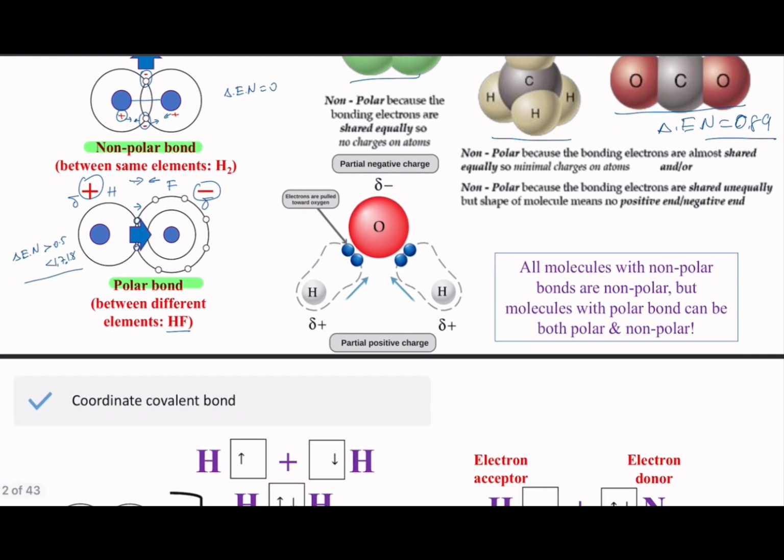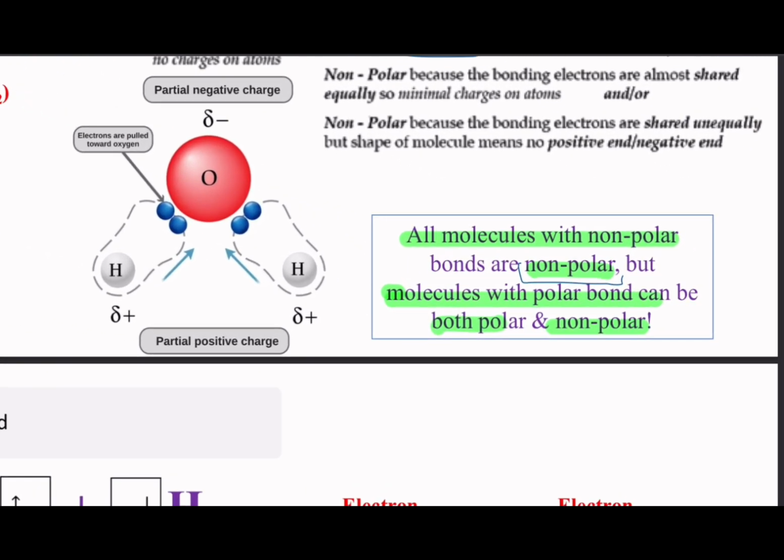Before this, I want you to read this line. It says all molecules with nonpolar bonds are nonpolar. So if you have nonpolar bonds, then the molecule is nonpolar for sure. But molecules with polar bonds can be both polar and nonpolar. Let me explain why.